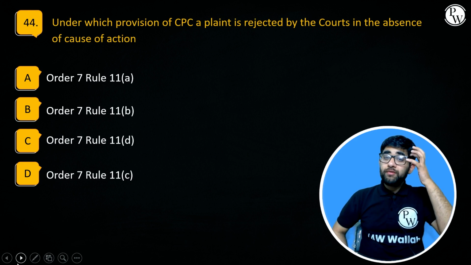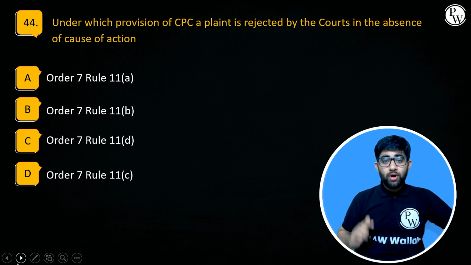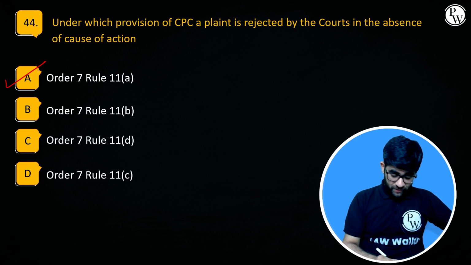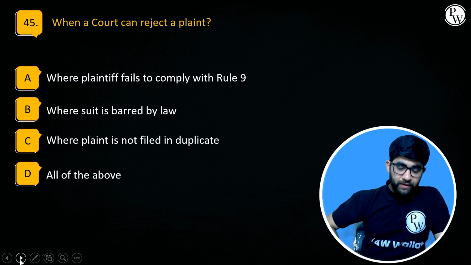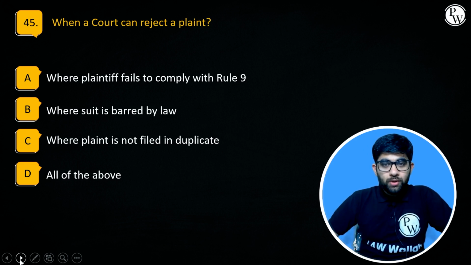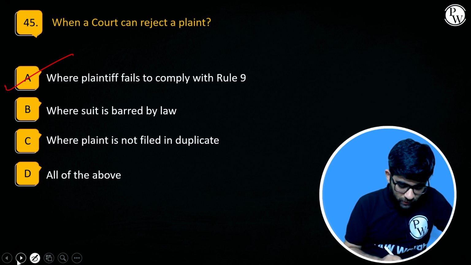Next, under which provision of CPC a plaint is rejected by the courts in the absence of cause of action. This is Order 7, Rule 11A. Next, 45th, when a court can reject a plaint where plaintiff fails to comply with Rule 9. This is correct. If it fails to comply with Rule 9.